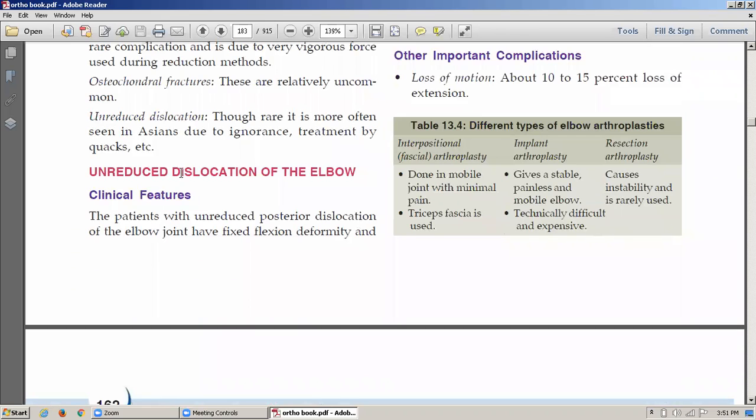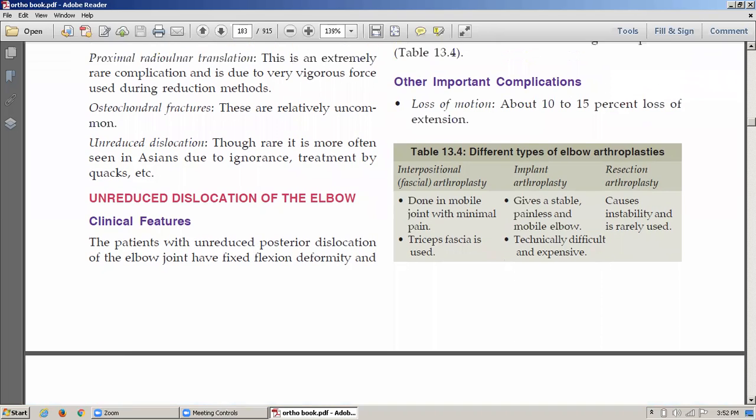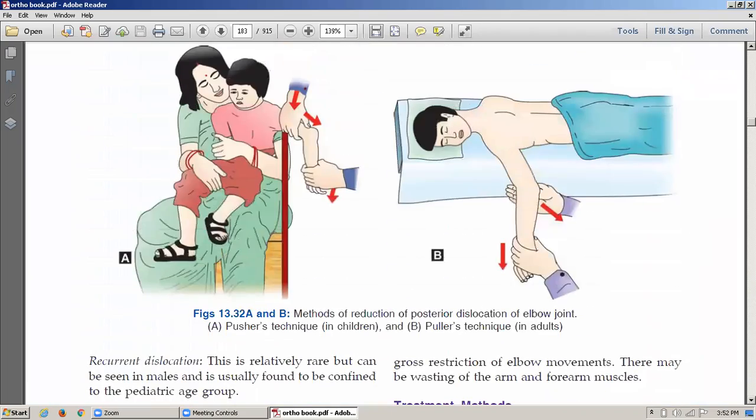Then, unreduced dislocation of the elbow. The clinical feature is that patients with unreduced posterior dislocation of the elbow joint have fixed flexion deformity and gross restriction of elbow movement. There may be wasting of the arm and forearm muscles.